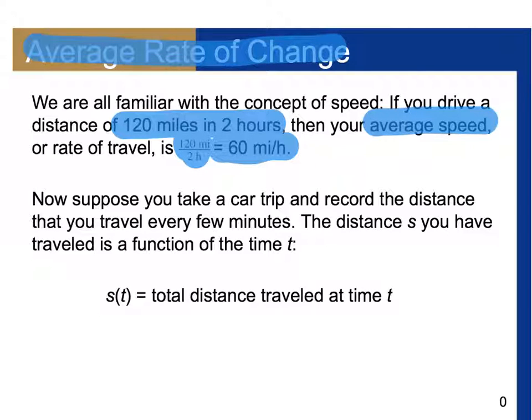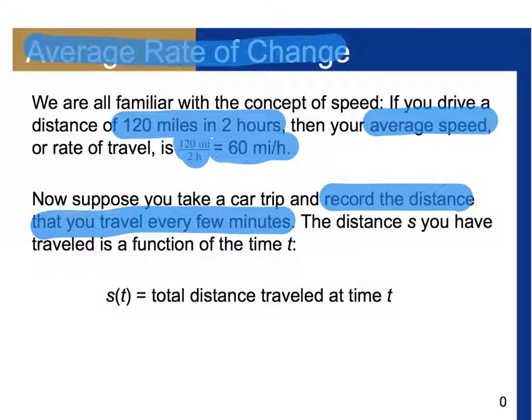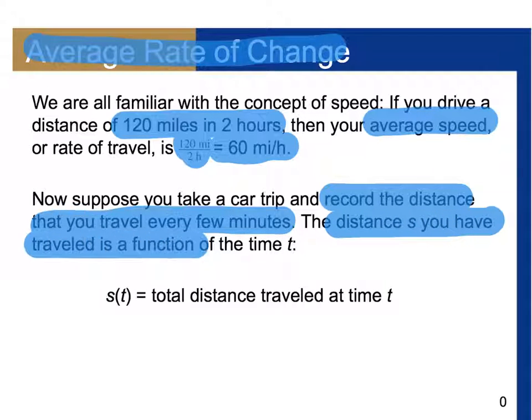So if you travel 120 miles in 2 hours, you went 60 miles per hour on average over those 2 hours. Okay, so let's suppose you take a car trip and record the distance that you travel every few minutes. The distance is a function of time. So distance traveled is a function of time.